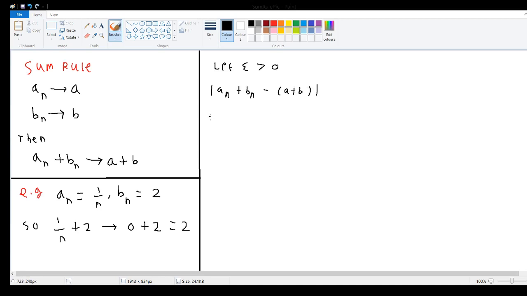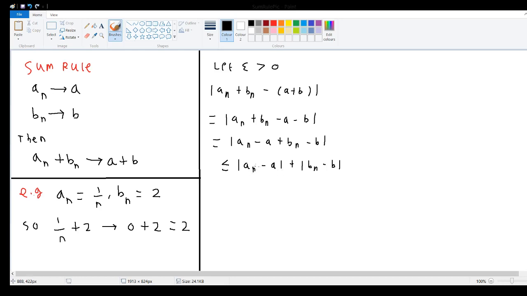Now, what can we do? Well, let's rewrite this as |a_n plus b_n minus a minus b|. So that's just expanding those brackets. Then we can write |a_n minus a plus b_n minus b|. And now we're going to use the triangle inequality to rewrite this as less than or equal to the modulus of a_n minus a plus the modulus of b_n minus b. So this is by the triangle inequality.